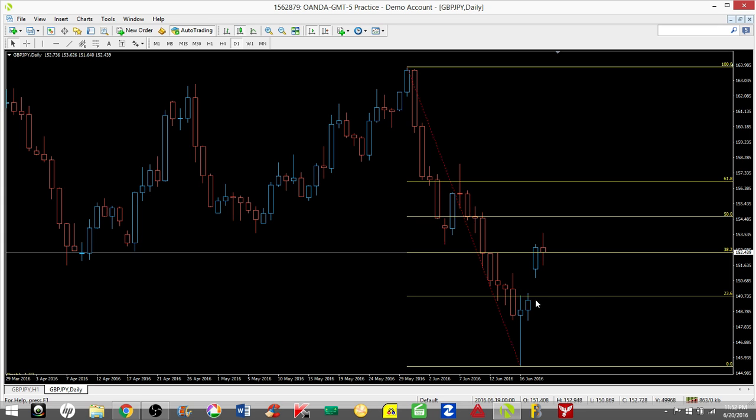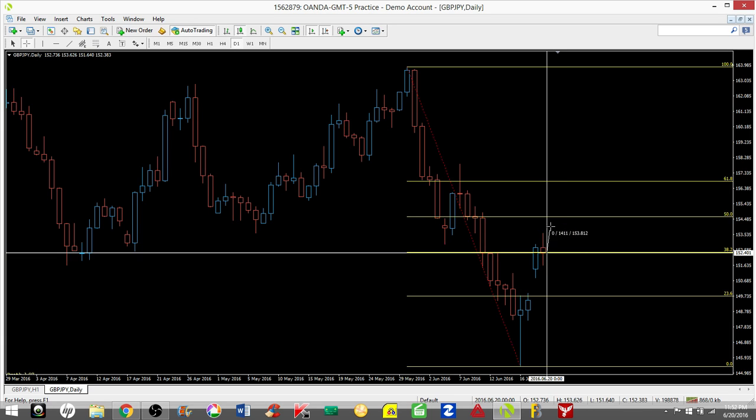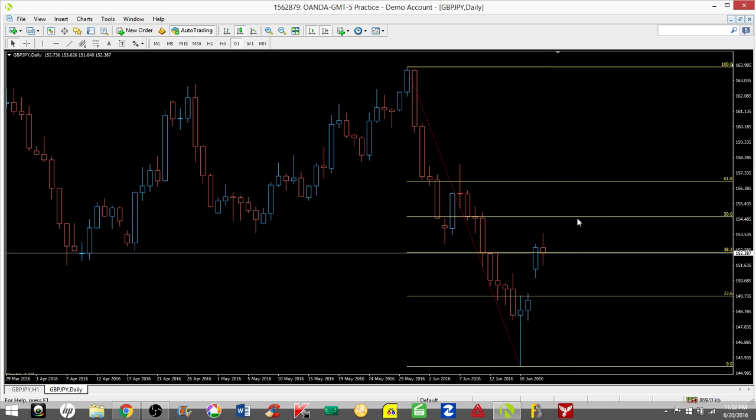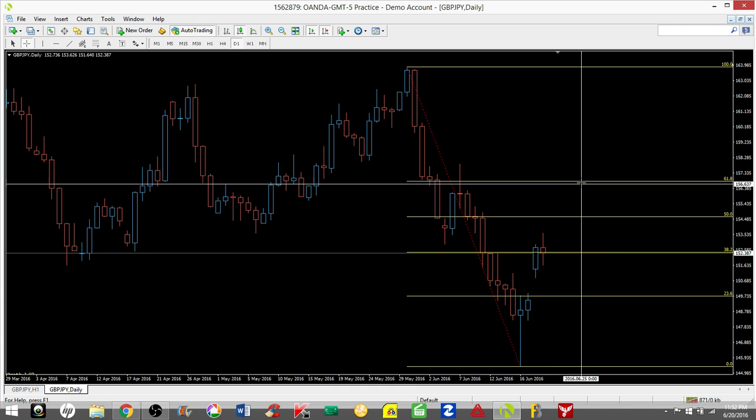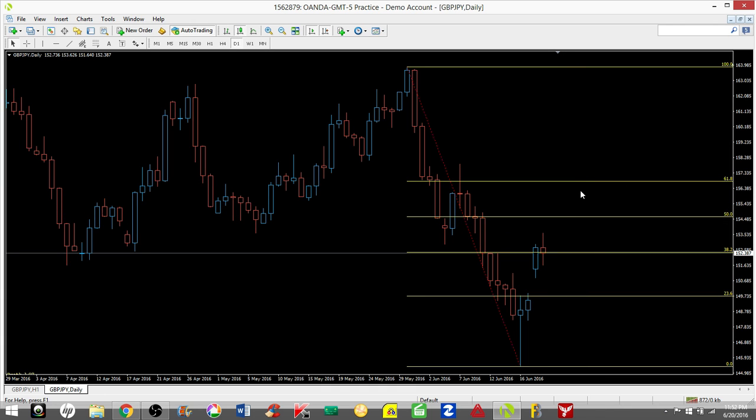Here you can see it came to the 23.6, broke through, and right now it's playing around here in the 38.2 zone. So price is either going to go up to the next zone right here, the 50% retracement. That's going to bring you in at about 154.56, and then if it breaks there, I'm looking for it to continue all the way up to the 61.8 zone, and that will be over 400 pips.